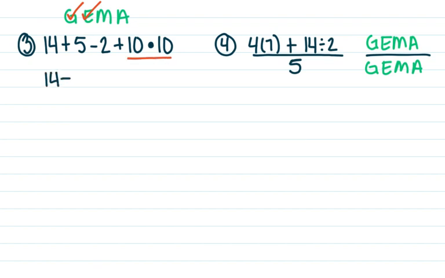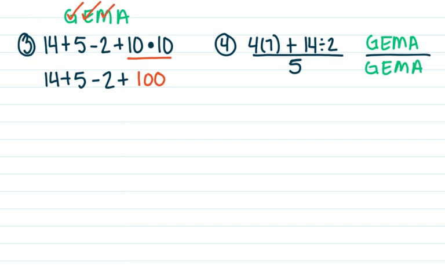Everything else stays the same. I'm not changing anything else other than solving for that 10 times 10, which is 100. Okay, it's the only thing that I changed. I don't have any more multiplication or division, so I'm done with that.